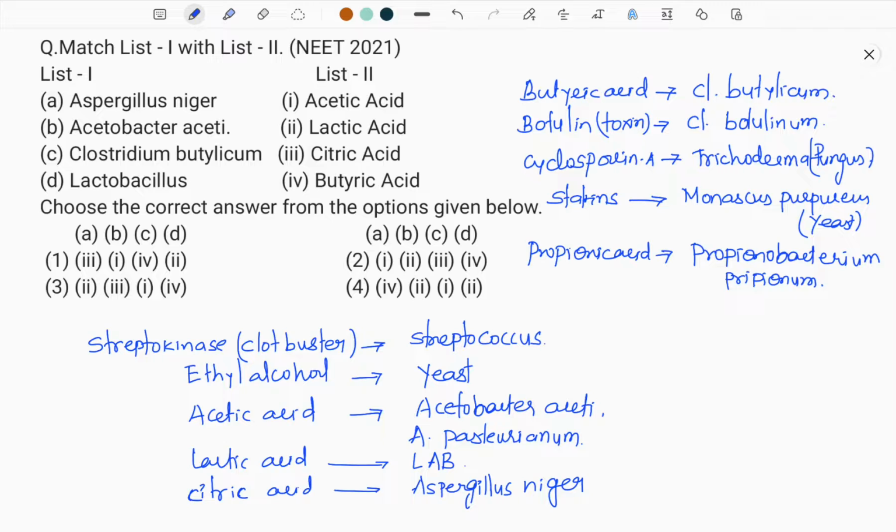And we know that many antibiotics, for example streptomycin, a big list goes on here. Streptomycin is obtained from Streptomyces griseus. And Streptomyces griseus is an actinomycete. Actinomycetes, we know, are filamentous bacteria.